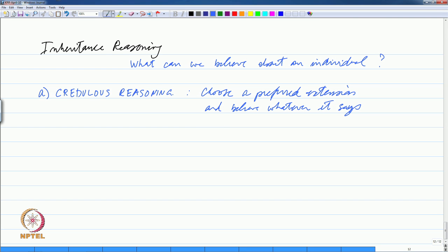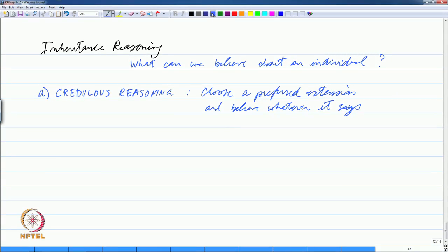That if there is a preferred extension, and there could be more than one preferred extension, if there is a preferred extension, choose one and believe whatever it says essentially. So, that is credulous reasoning. You are willing to believe anything for which there is some support in the system.